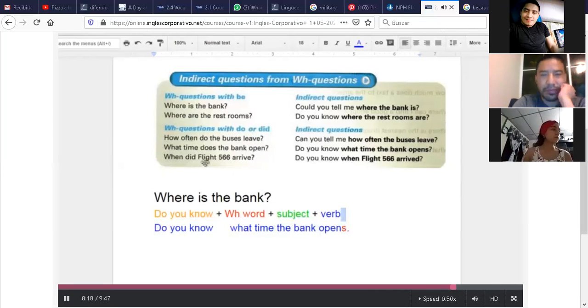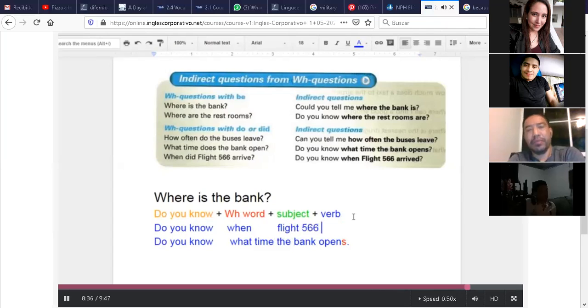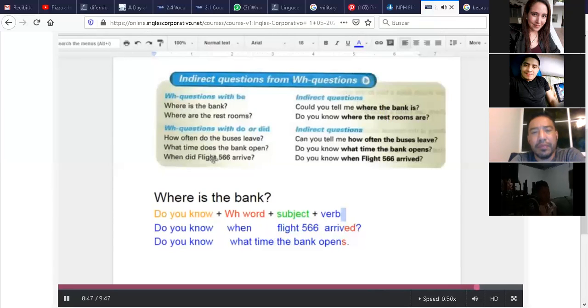When did flight 566 arrive? So in that case, the question could be, do you know? And the WH word is when. And the subject is flight 566. And in this case, we have to change the verb to the past because we're not using an auxiliary. Like when we're using the auxiliary, when did flight 566 arrive? In this case, this verb is in the present, but that's because we're using the auxiliary did. So in this case, since we removed that auxiliary verb that I mentioned, we need to change that verb to the past form.